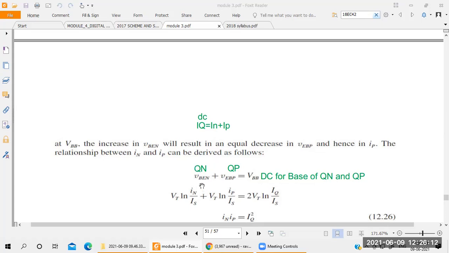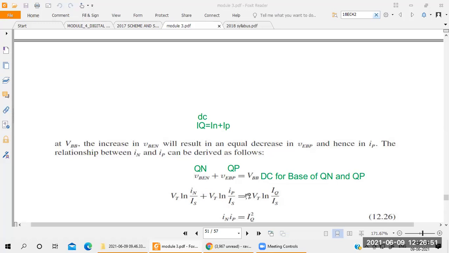So VBE for the NPN transistor, VBE for the PNP transistor. That is the combination of the complete applied voltage. We have what here? It's a biasing voltage, the applied voltage. So you can write the VBEN equation, that is VT ln IN divided by IS plus VT ln IP divided by IS. You have to write the forward bias voltage for the NPN and PNP. What is the forward bias voltage? Thermal voltage times ln of the NPN current divided by the reverse saturation current, plus the same combination for the PNP transistor: thermal voltage times ln of the PNP current IP divided by the reverse saturation current.